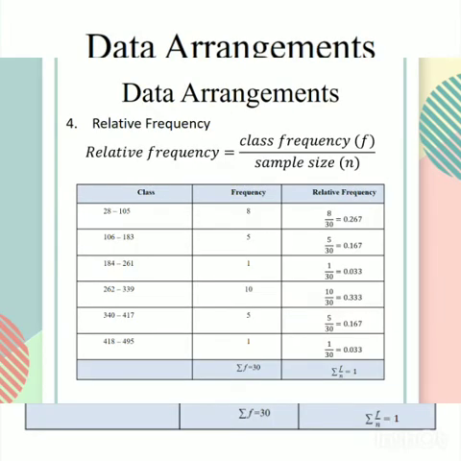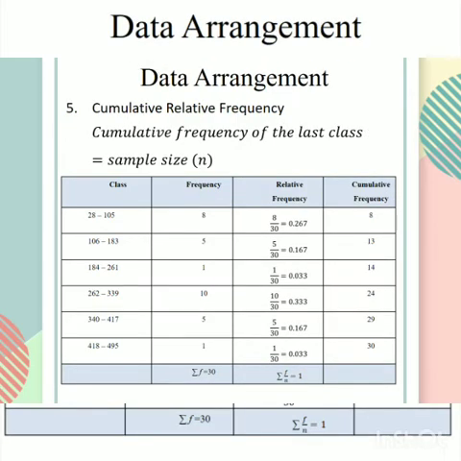The fourth is relative frequency. To find out the relative frequency is class frequency divided by sample size. For example, the first class is 8 divided by 30 equal to 0.267. The total relative frequency is 1.